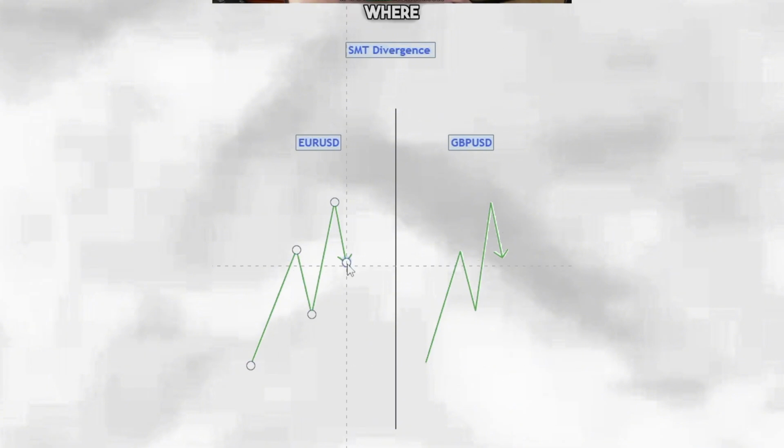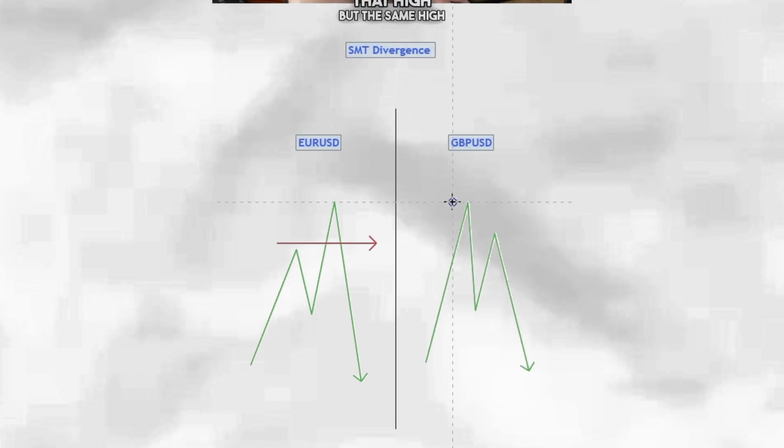If you find a situation where Euro USD breaks structure to the downside, having swept that high, but the same high on Pound USD has not been swept, but you see price breaking lower, that is telling you there is a crack in correlation between these pairs, because Pound USD is unwilling to go above these highs right here, whereas Euro USD is willingly sweeping these highs and then shifting price to the downside. This shows signs that sells are stronger and that a reversal is likely to happen.